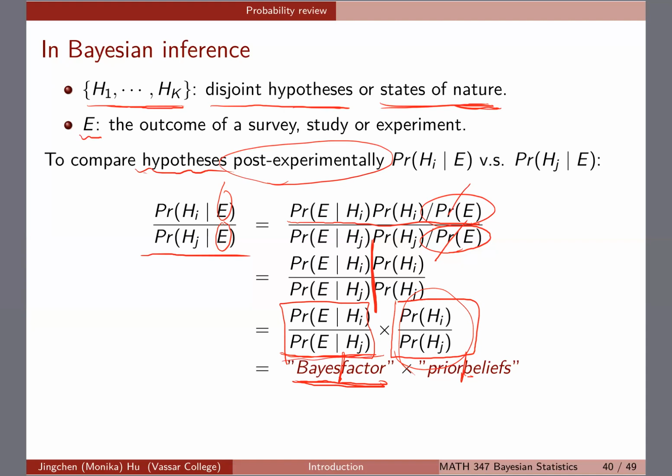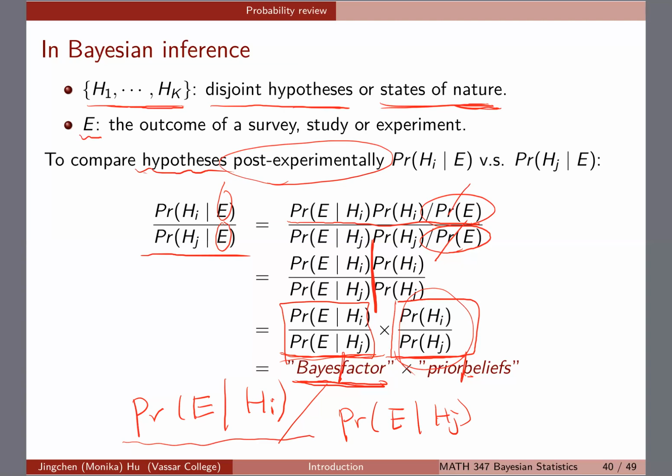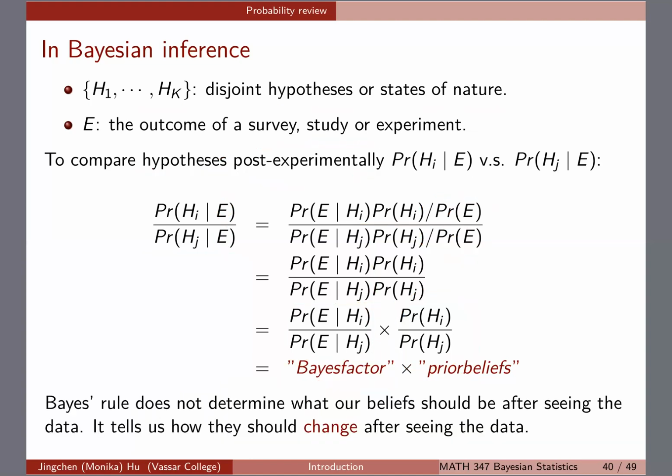And then what matters in this case is going to be the data. If you think about what each term is about, this term is telling us that if HI is true, how likely is it to have my data? And the same goes for if HJ is true, how likely is my data? We're always comparing. Especially if you have the same prior probabilities for both hypotheses, at the end of the day the posterior is determined by the data itself. This is just a mathematical formulation for you to see how things work out. Bayes rule does not determine what our beliefs should be after seeing the data, but it's more about how they should change, from the prior to the posterior.